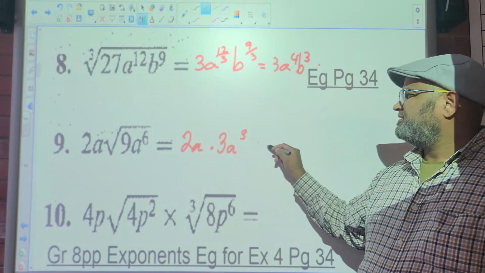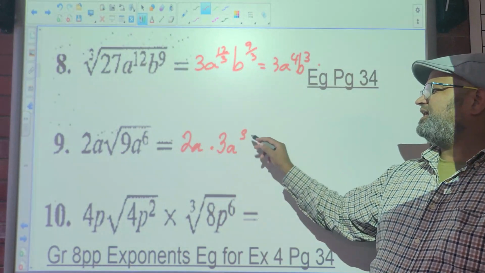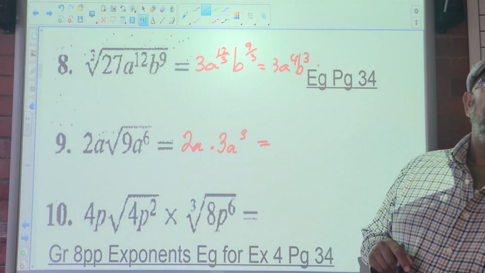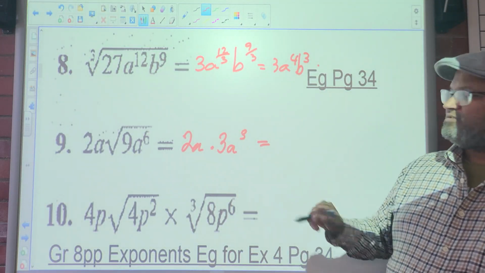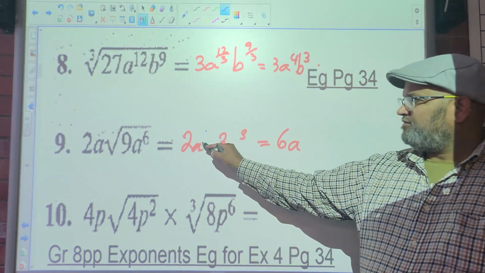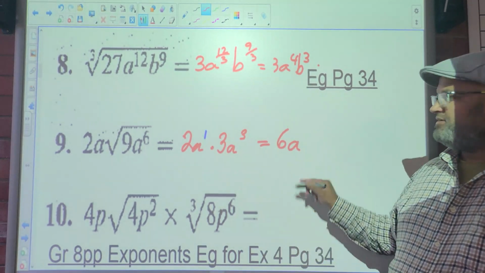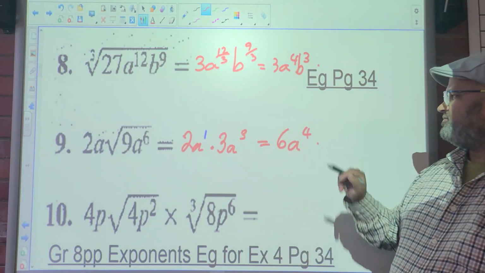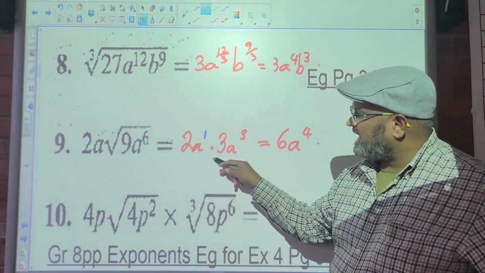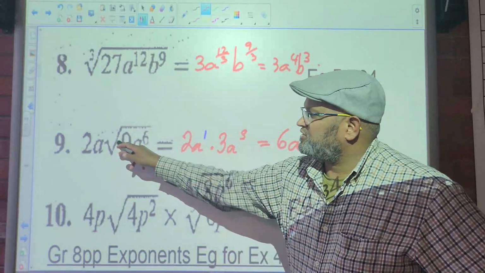But what sign belongs here, Michael? Multiplication. And what is 2A times 3A cubed? 6A to the exponent 4. There's a 1 there. 6A to the exponent 4. Who got that wrong? Where did you go wrong, Michael? 9 times 2. So you got a 9 here. But what's the square root of 9?